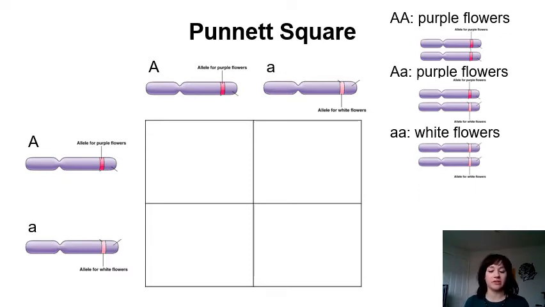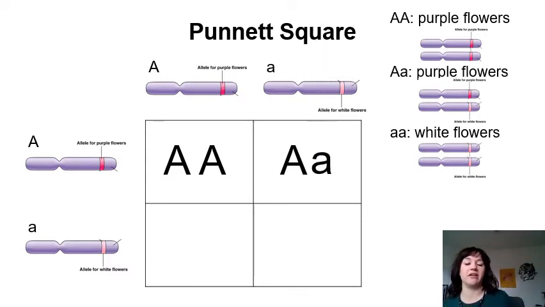So let's start with the top left square. We're going to take one allele from the parent on the left, which is capital A, and one allele from the parent on the top, which is another capital A. Right? So we have a homozygous dominant offspring here. Top right, we take, again, that same allele from the left parent, and this time we're taking the lowercase a, the other allele, from the top parent. This is heterozygous.